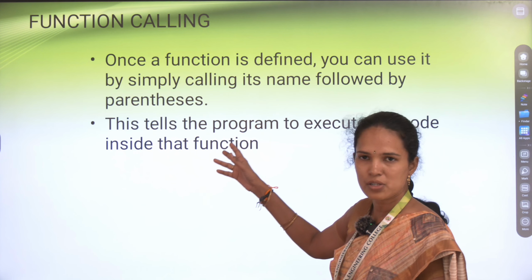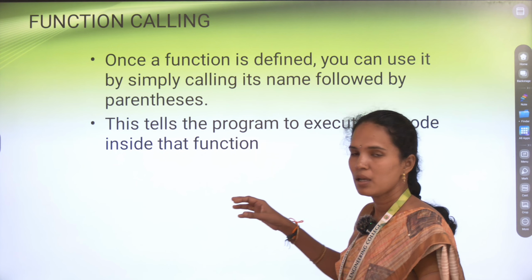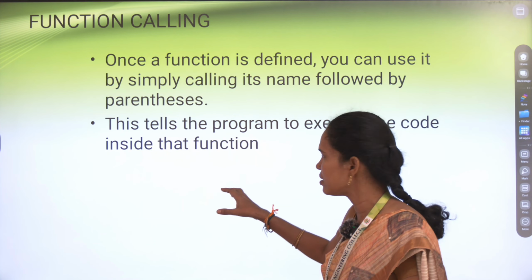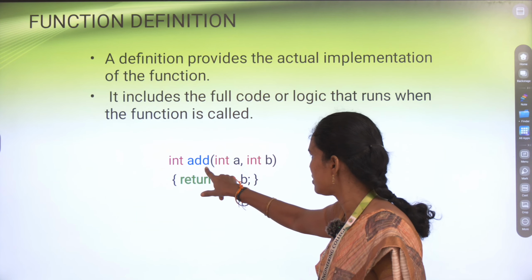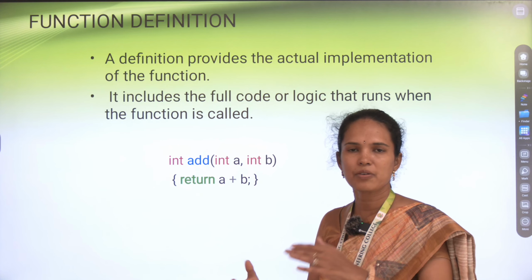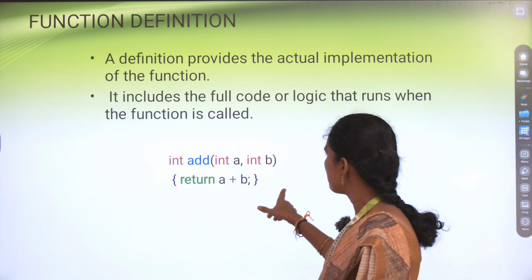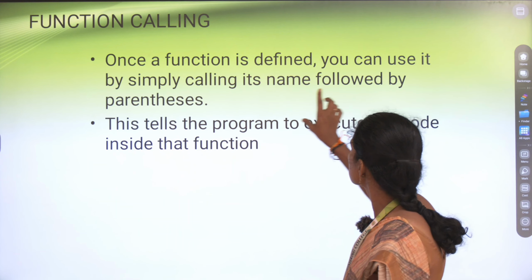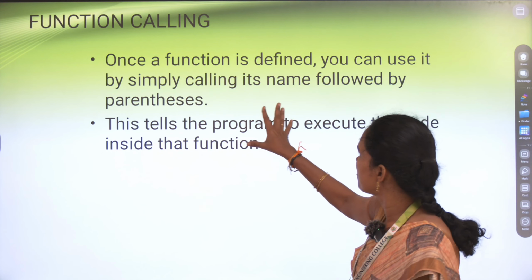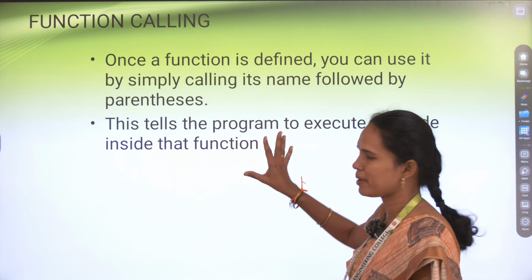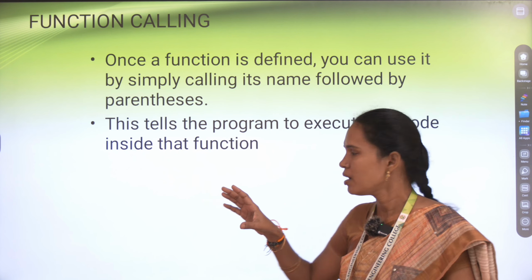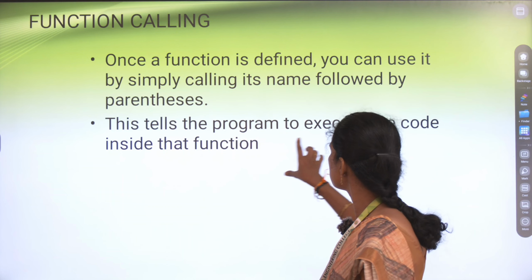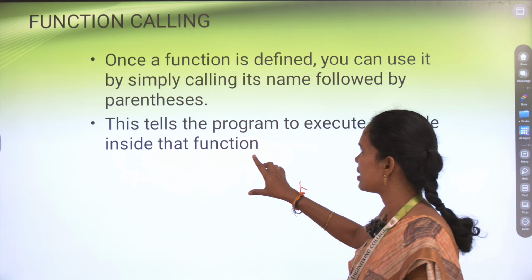Next is the function call. A function call is nothing but simply calling that function. What is the name of the function we have given here? We have given add, right? Wherever you want to perform that addition operation, simply call that function by its name. Once the function is defined, you can use it by calling its name followed by parentheses, add of. This tells the program to execute the code inside that function.